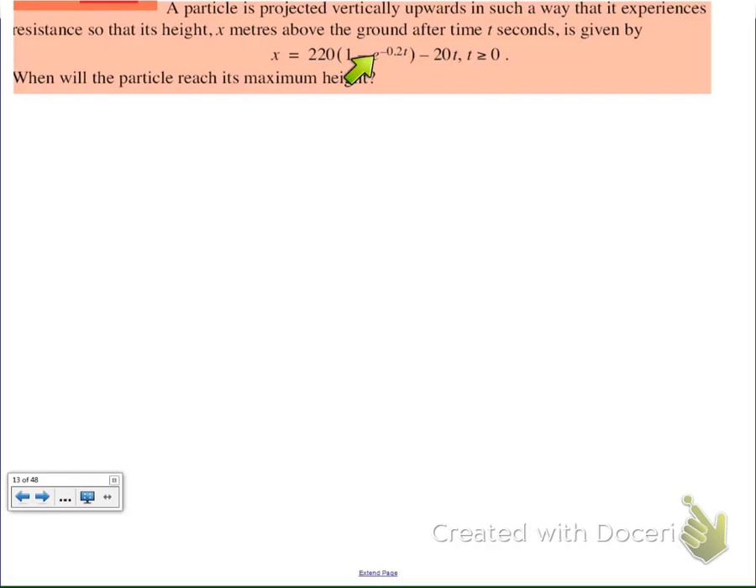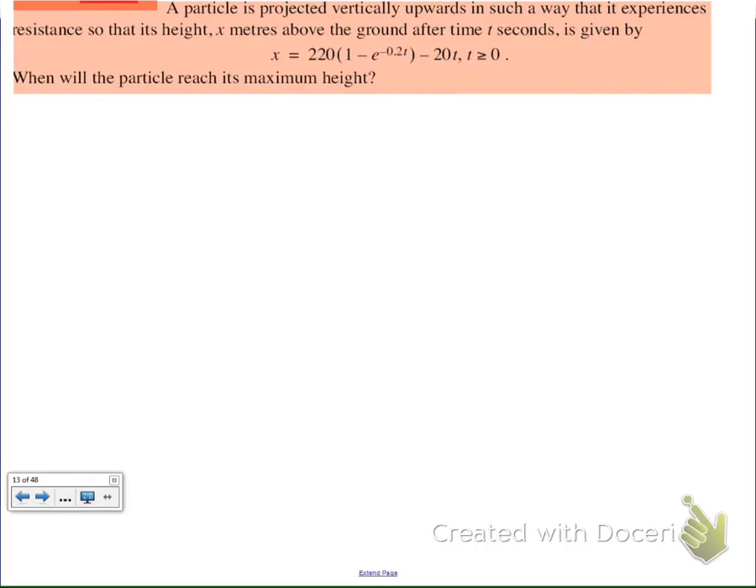Nonetheless, what this function does is it'll tell you the height of an object that is projected vertically upwards. This will tell me the height of the object at any moment in time. All I need to know is how long the object was in the air. I put that here, and that will tell me the height. The question is, how long is it going to take for the object to reach its maximum height, its highest height?